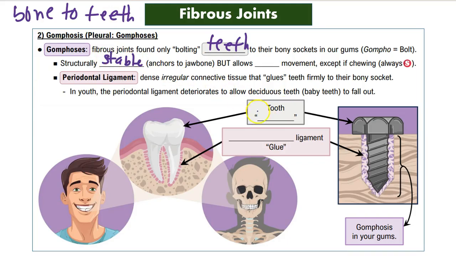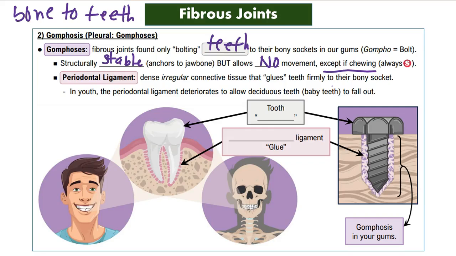It anchors the tooth to that jawbone, but allows no movement except when chewing. So yes, it's going to be synarthroses, but when you're chewing, there's going to be a slight movement that your teeth can have so they don't crack, right? You don't want your teeth to be so non-movable that when you're chewing and your jaws are coming together, they just automatically crack. You have to have some kind of movement that's going to be happening, okay?